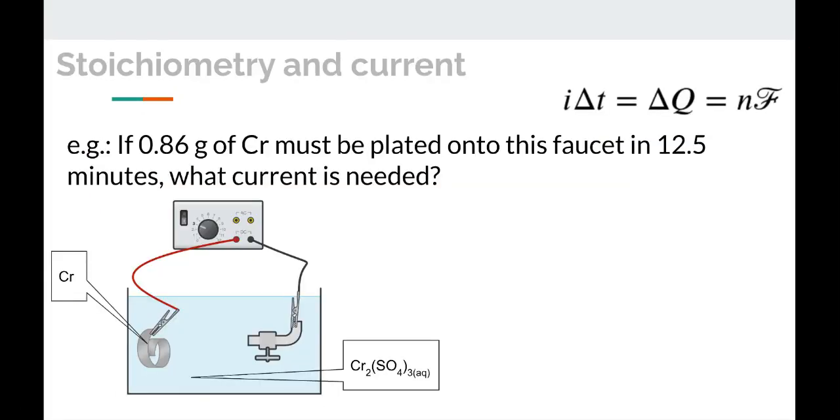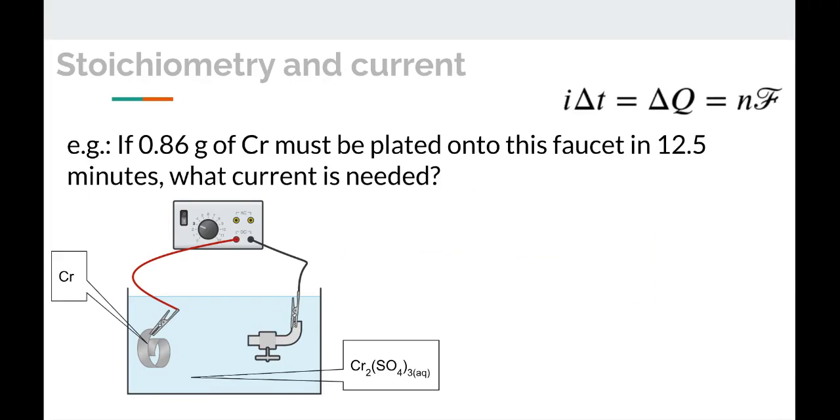Say we're doing an electrolysis and forcing this reaction to occur where chromium is going to be reduced from chromium 2 ions. The question is, if 0.86 grams of chromium has to be plated onto this faucet in 12.5 minutes, what current is needed? So the current is what we're trying to find here, which is a number of amperes or coulombs per second. That's the direction we want to go.